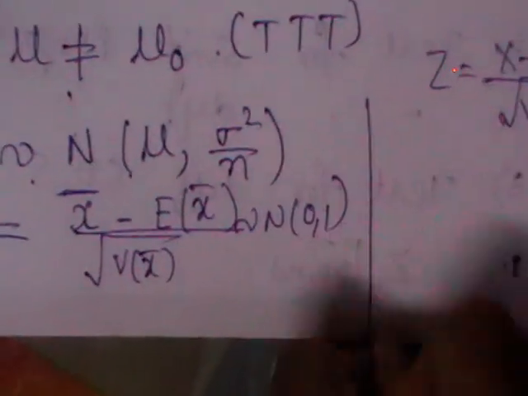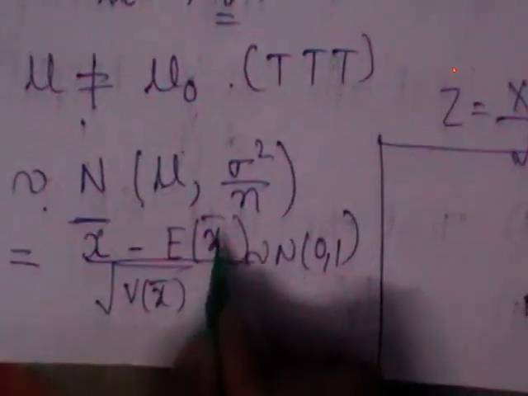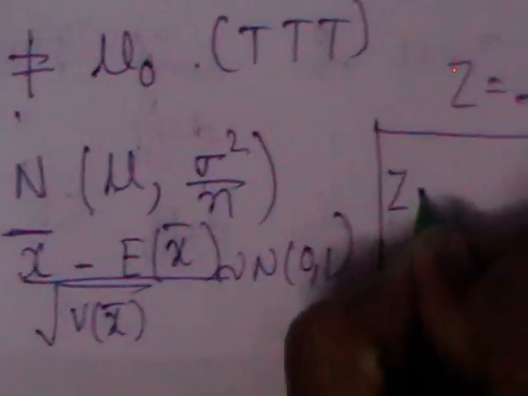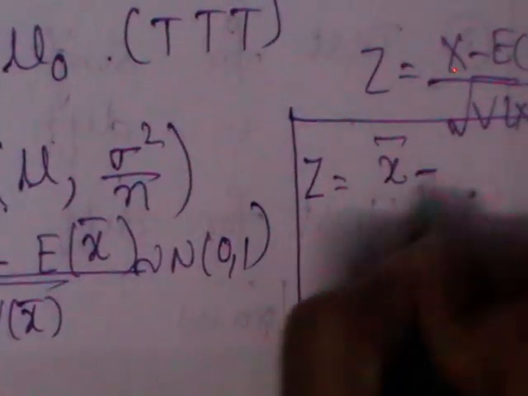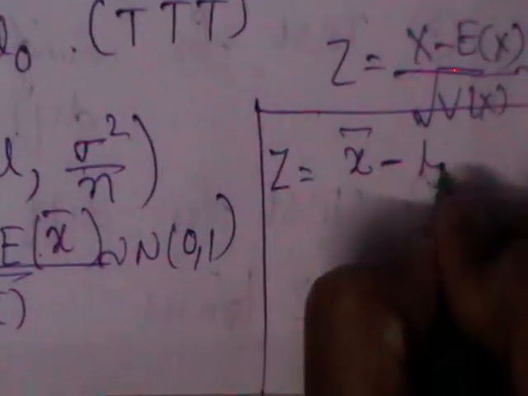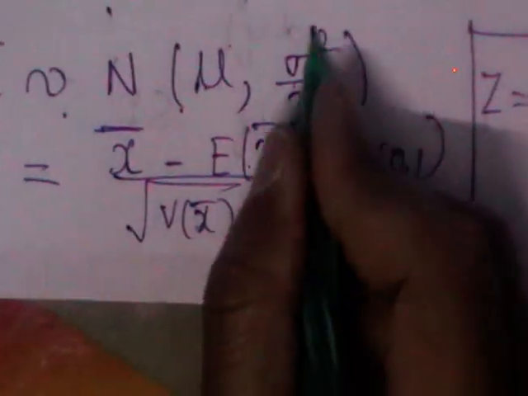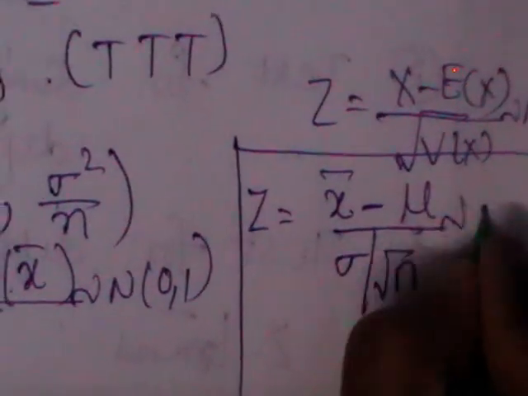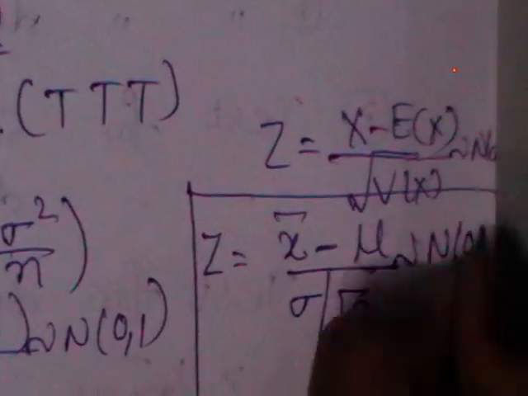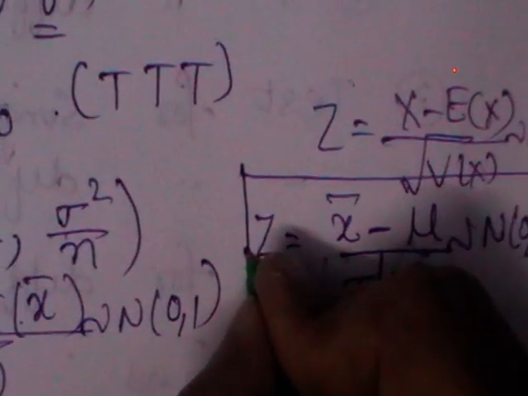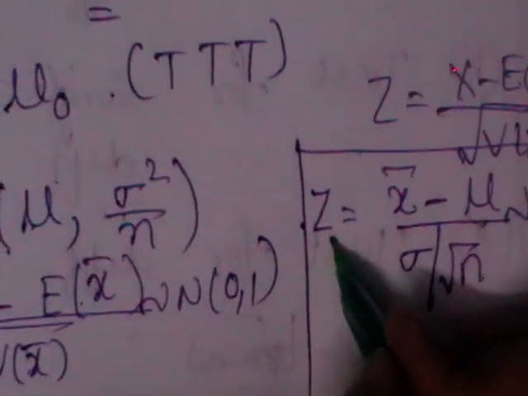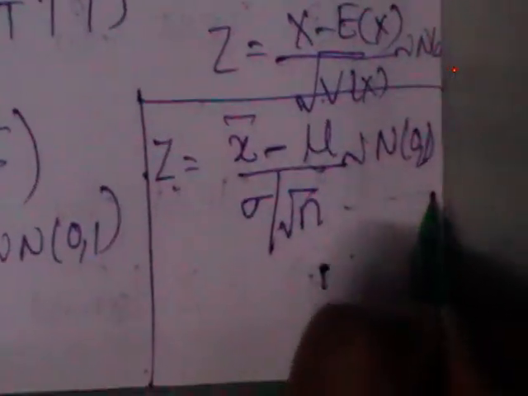As you know, the first parameter stands for mean, the second one for variance. So z will be x bar minus, what is E of x bar here? Mu, divided by the standard error of x bar, which is nothing but sigma by root over n, which follows N(0,1). So this is the test statistic for testing H naught. So z is equal to x bar minus mu by sigma by root over n, which follows N(0,1).